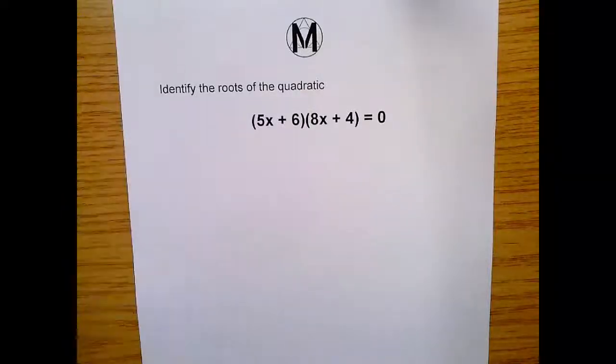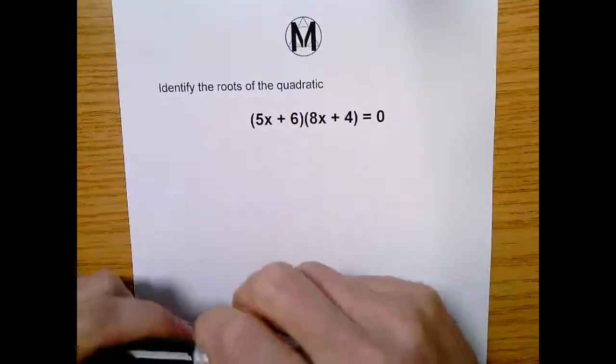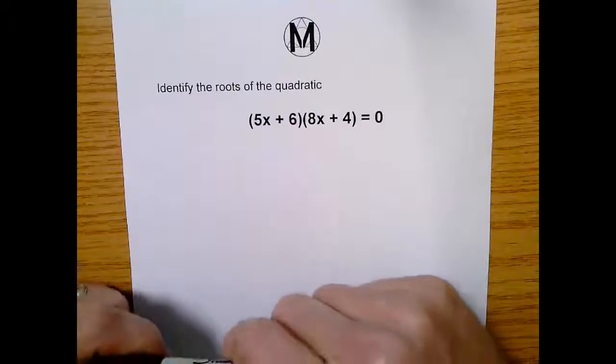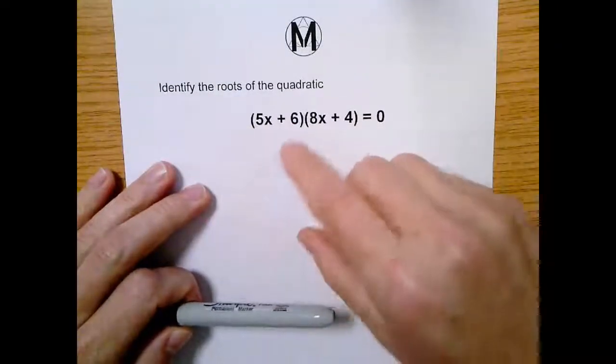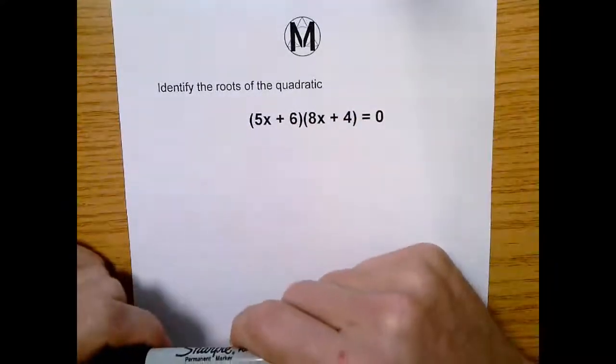All right, let's do some Mathity-Math. It says here, identify the roots of the quadratic. So the roots of the quadratic, that's the solutions or the zeros, or in other words, where your parabola crosses the x-axis, okay? So this is a quadratic, but it's already been factored for us, which is a great gift.